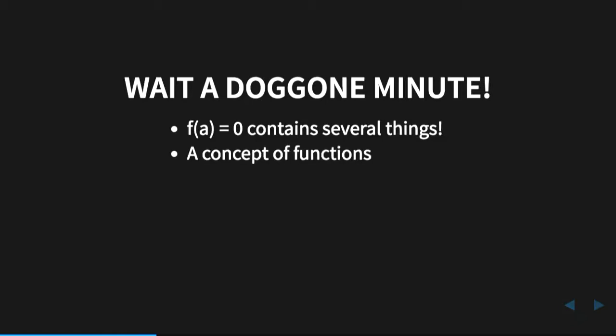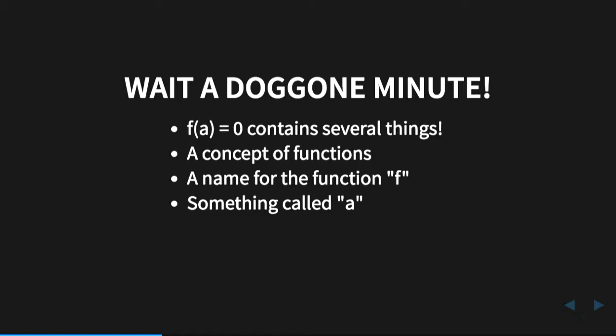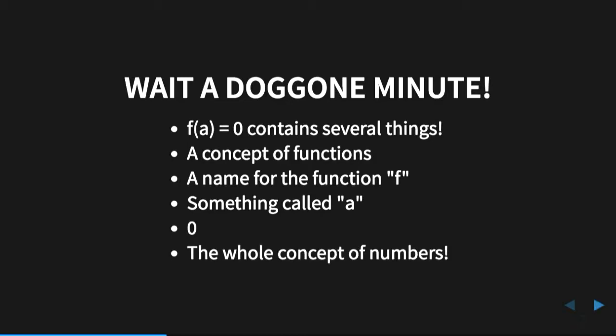Sure, we have the concept of functions, and we knew that we were going to be having functions, so that seems okay. If we think about it, we've got a name for that function, which I've just written here as f. Okay, we'll put a name into our universe for now. And we've got something we call a, again, another name. And there's a zero. And then when we think about zero, we realize that actually that really drags in the entire concept of numbers in the first place. So just f of a equals zero, really there's a lot in there.